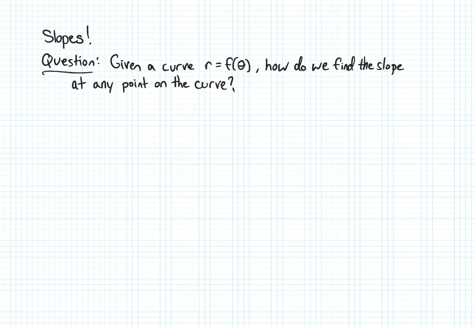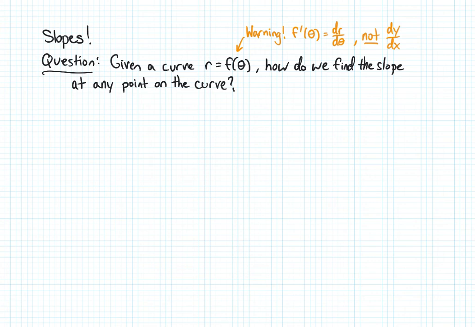All right, so what else can we do with calculus? Well, one thing we do is we take derivatives and calculate slopes. And so the question is, if we're given a curve of the form r equals f of theta, how do we find the slope at any point on that curve? And it should be pointed out that f prime of theta is not the answer.